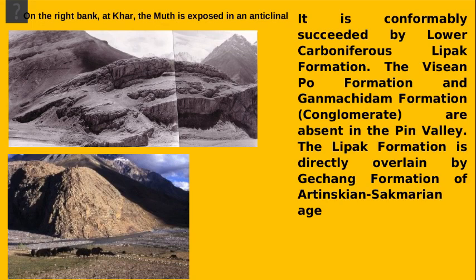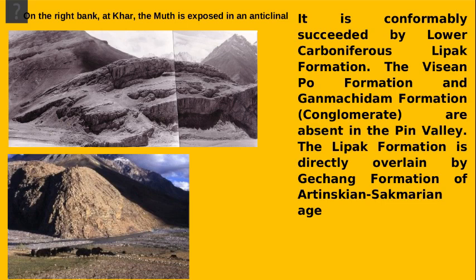Next one. And then this Muth, there's a place, Khar village, where you see it on the left and right, both sides, the Muth formation, and the Muth formation is overlaid by the Lipak, and the Lipak formation is overlaid by Kuling and Gechang in normal sections, but in this part there is a break, with the result you find the Lipak is overlaid by the lower Permian Gechang formation of Artinskian-Sakmarian age.